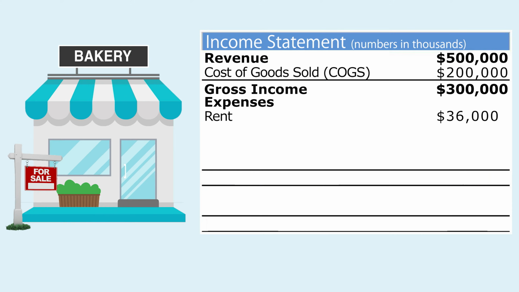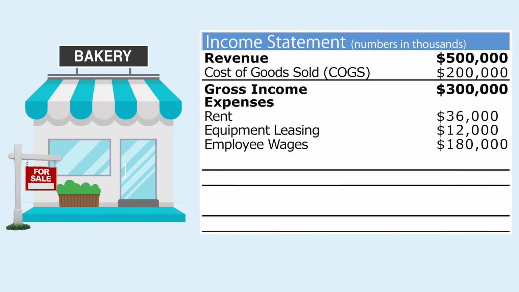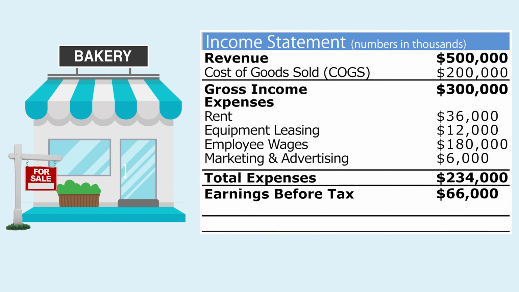And then you further learn that the expenses of the business are $36,000 of rent, $12,000 worth of equipment leasing, $180,000 of employee wages, and $6,000 of marketing and advertising. So when you subtract all of those operating expenses from the gross profit of $300,000, you calculate that the pre-tax profit for the bakery is $66,000. Then, after $16,000 of taxes paid to the government, the bakery is left with $50,000 of net income.